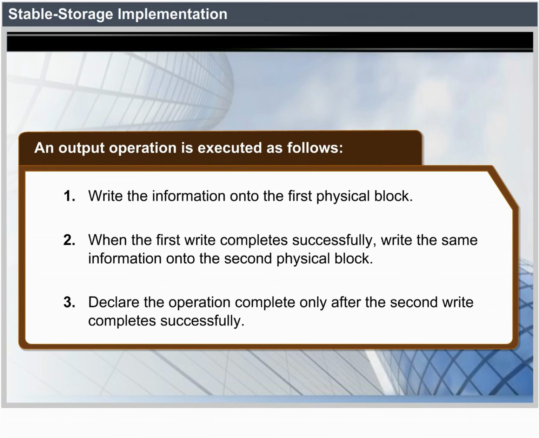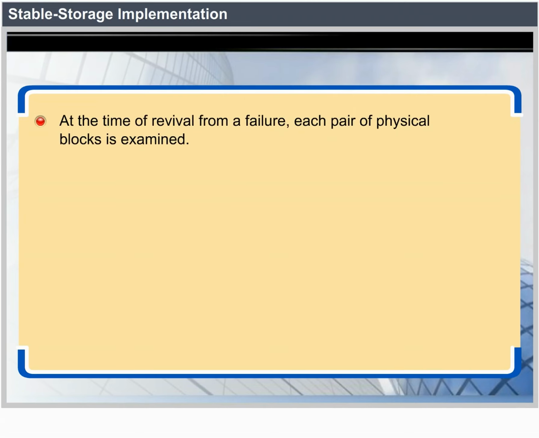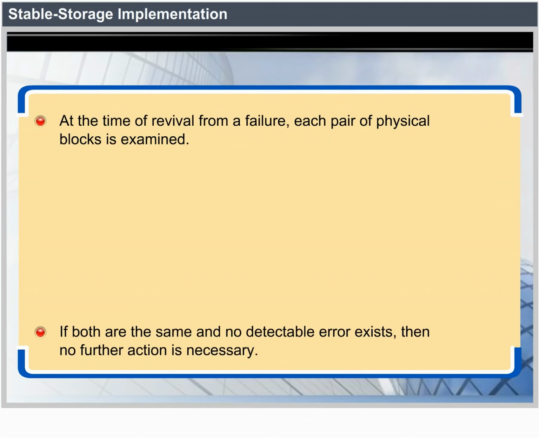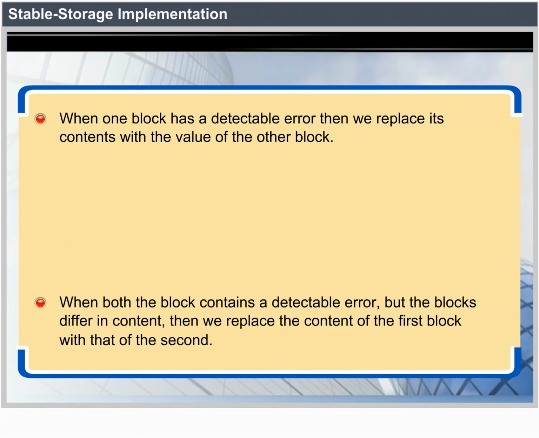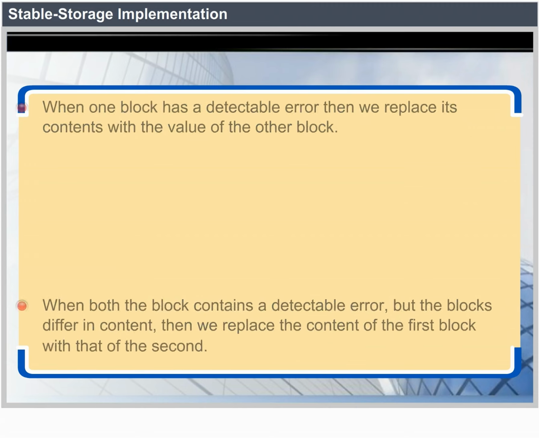During recovery from a failure, each pair of physical blocks is examined. If both are the same and no detectable errors exist, then no further action is necessary. If one block contains a detectable error, then we replace its contents with the value of the other block. If neither block contains a detectable error, but the blocks differ in content, then we replace the content of the first block with that of the second. This recovery procedure ensures that a write to stable storage either succeeds completely or results in no change.